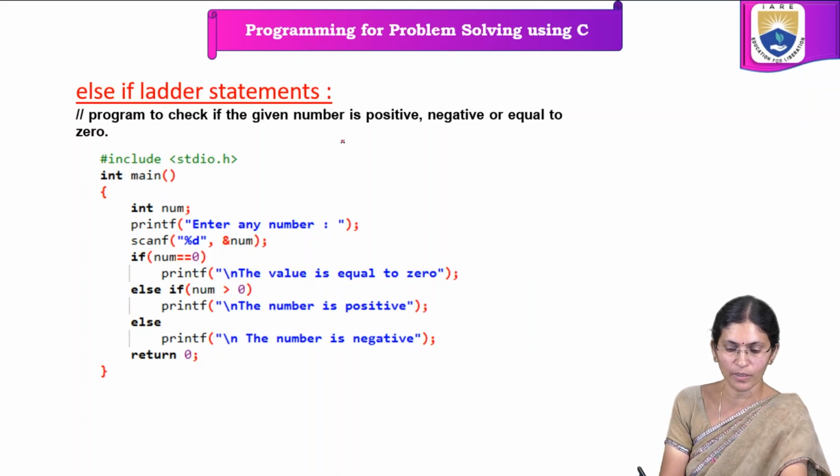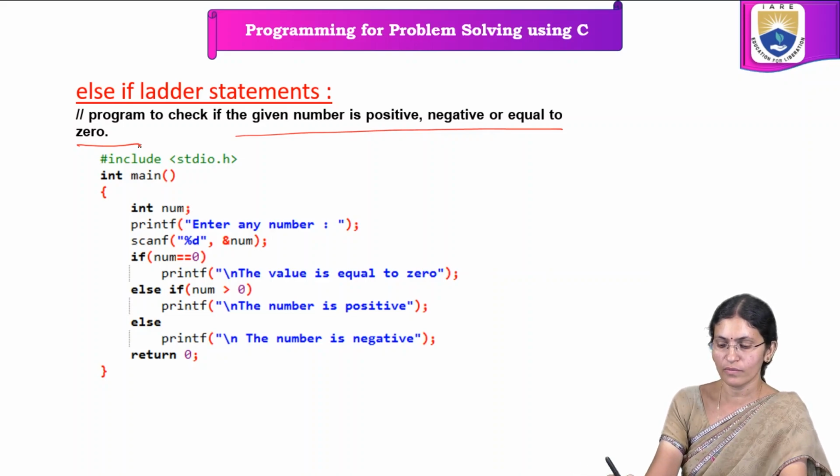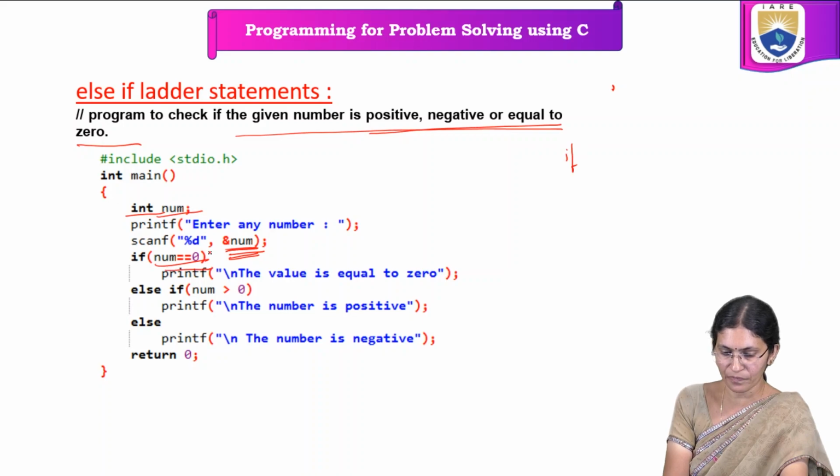So this is one more program to check if the given number is positive, negative or equal to 0. First you need to initialize a variable of integer type, then read the value of that number into the variable num. Here we have to check whether the number is positive, negative or equal to 0. In the first line, in the if condition, we have mentioned that if the number is equal to 0, then printf the value is equal to 0.